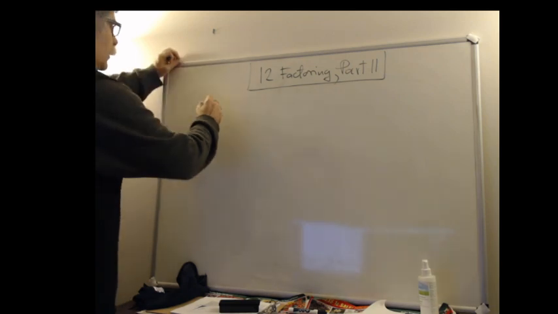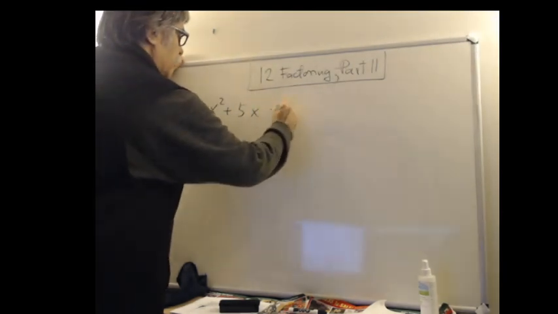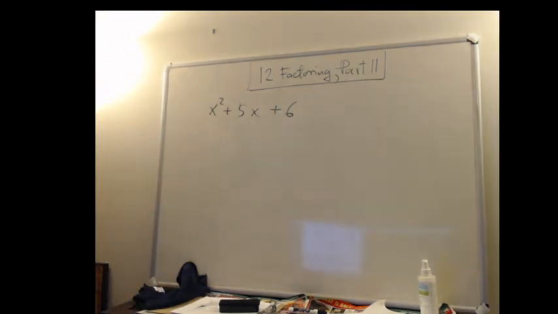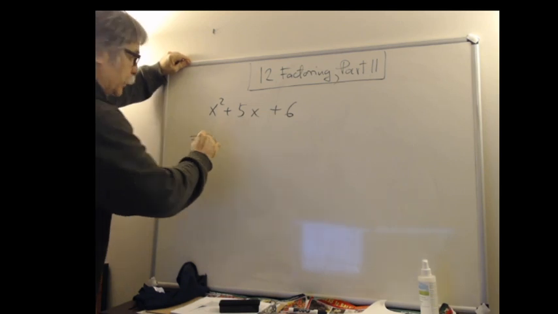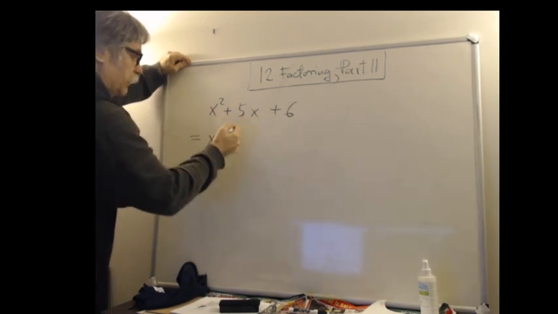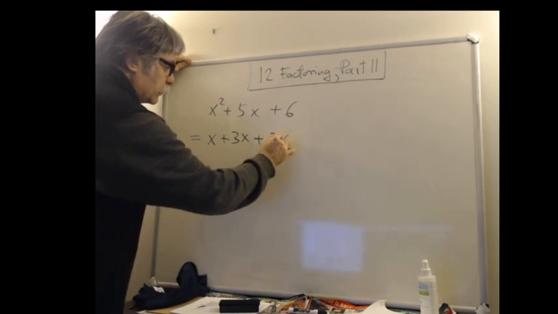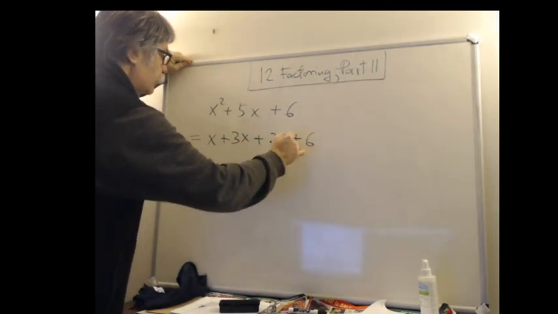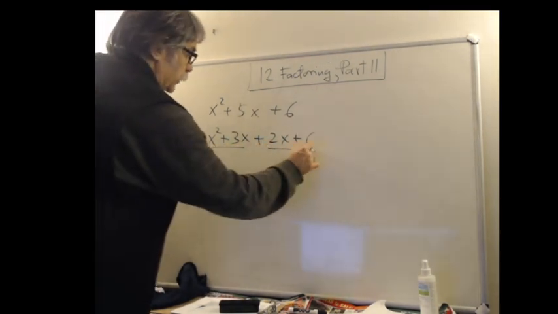So you have something like x squared plus 5x plus 6. Now, we did factor that in the past by using factoring by grouping. So I split the 5x into 3x and 2x. And then I had the grouping of the first two and the last two. So I have these two and these two.